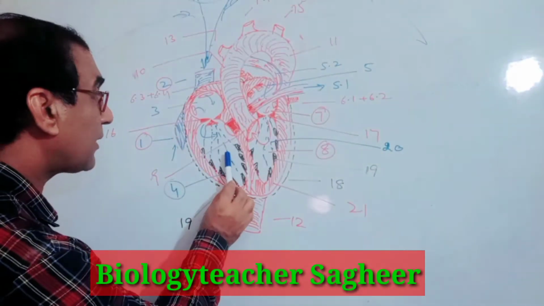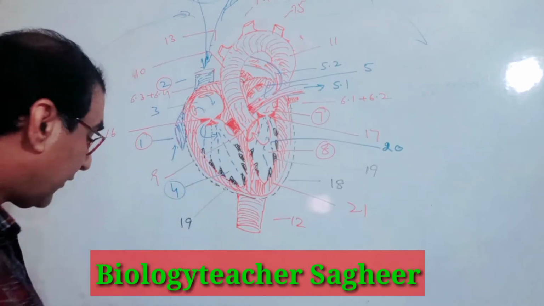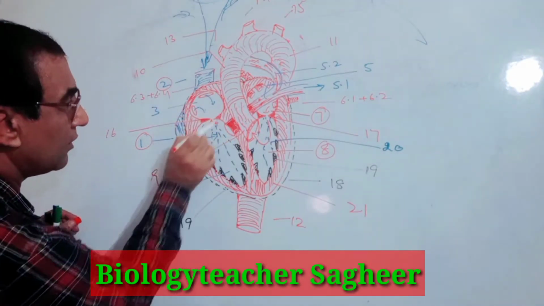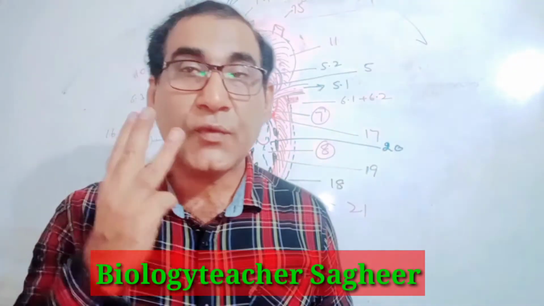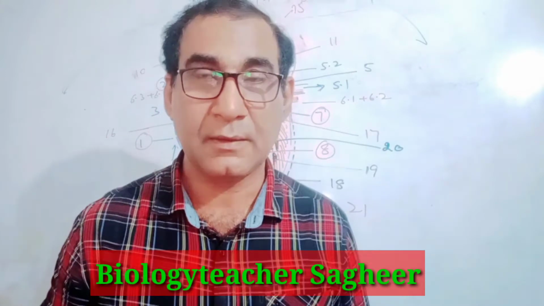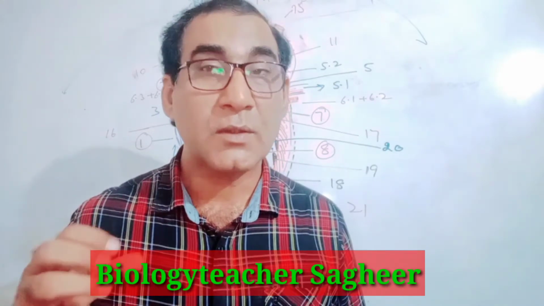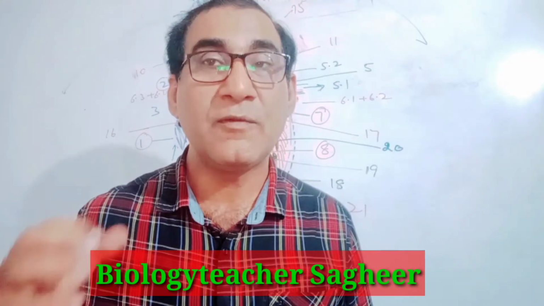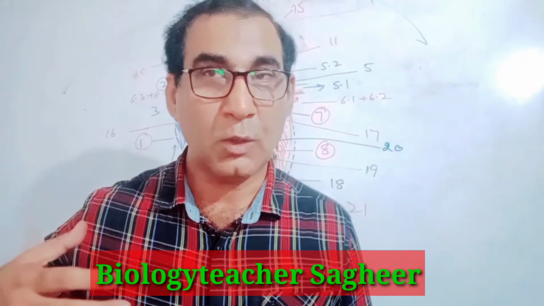and the blood cannot go back by virtue of this valve. This valve consists of three cuspids. So this is known as tricuspid valve. It doesn't allow the backward flow of the blood.